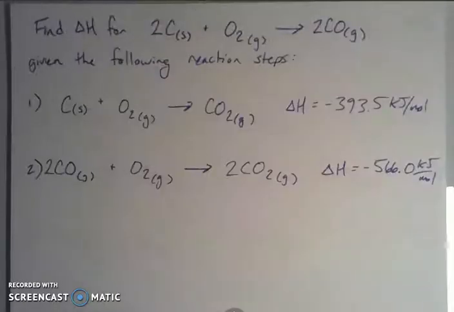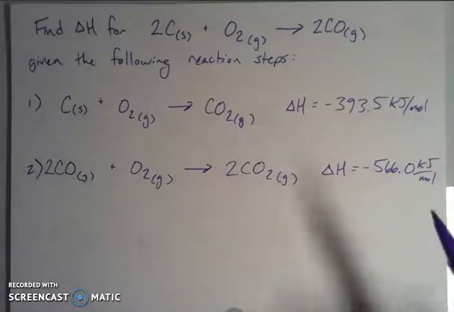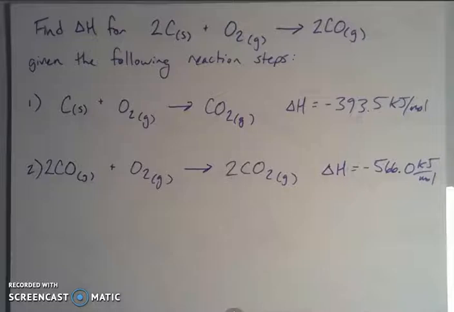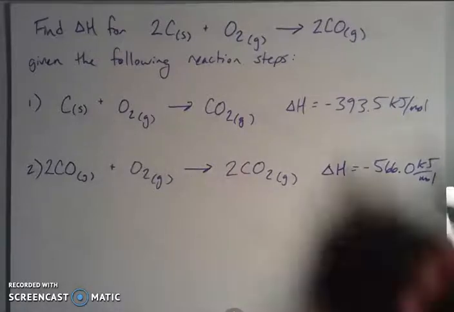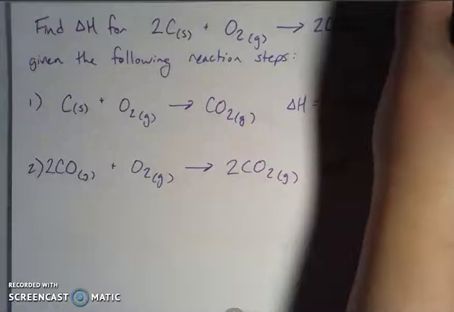So let's do an example. If I have a question that looks like this, find delta H for this particular expression. So we have 2 carbons and an oxygen giving me 2 carbon monoxide, and I have these 2 steps to work with. Then I'm first going to say, well, this is my target reaction. This is what I'm trying to get to.